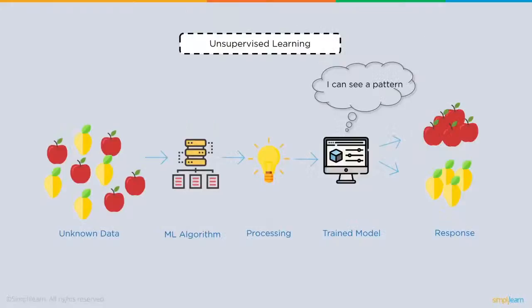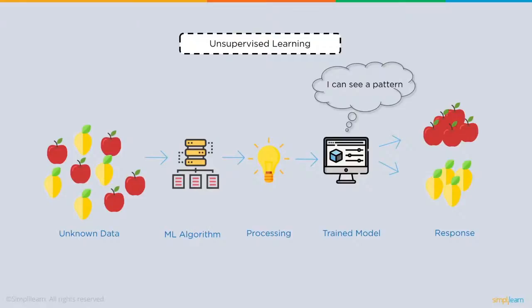In this case, you can see we have a bunch of fruit, and we might not have labeled it. We don't know. We've never had anybody look at it and say, this is what this is. And we take that data, and we put it through the machine learning algorithm. And then that goes through the processing, and then the trained model. And what the trained model says, hey, can I see a pattern here? And from that pattern, it divides it up into a response, in this case, apples and pears.